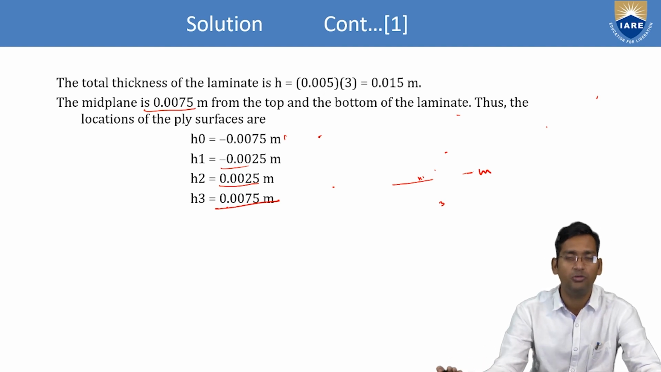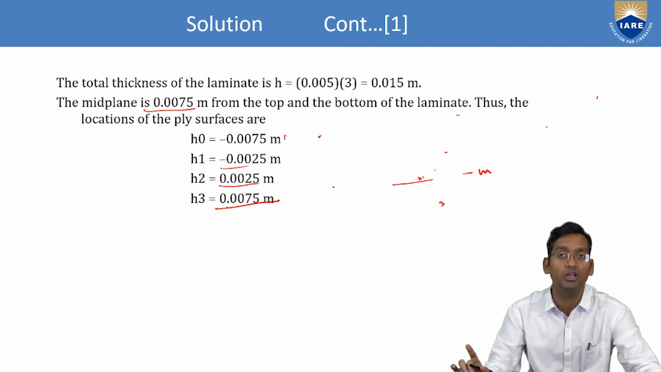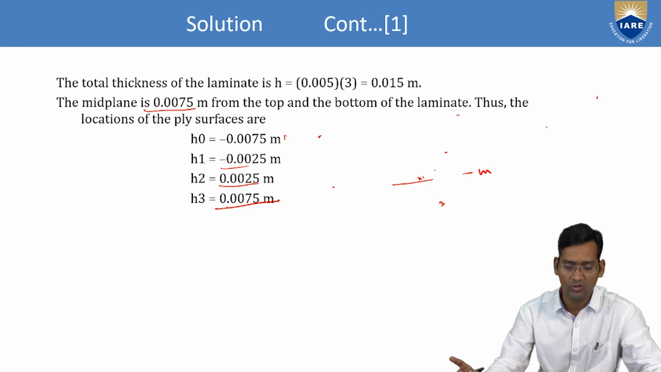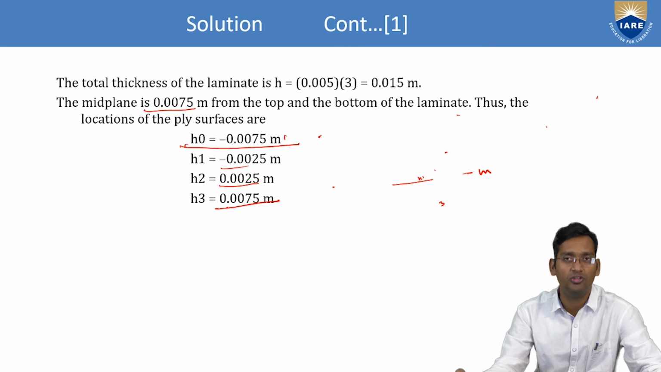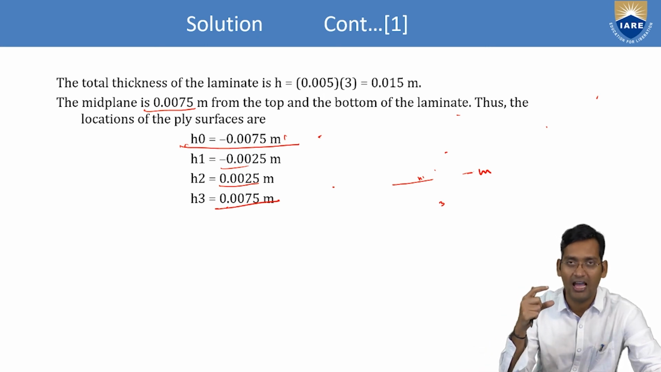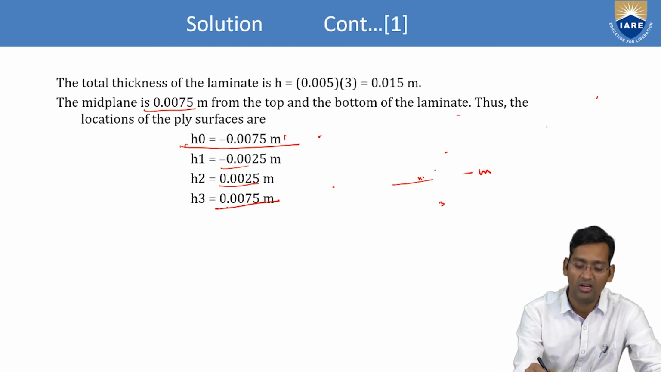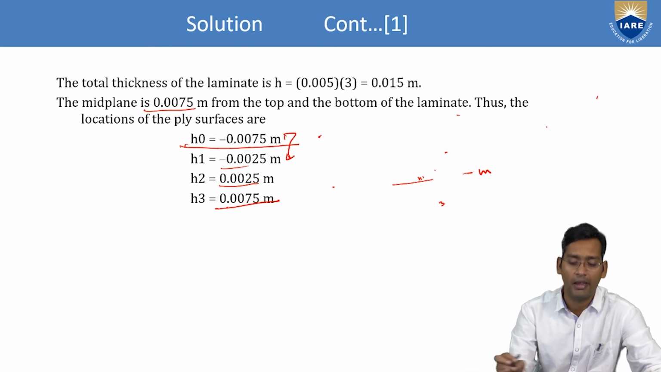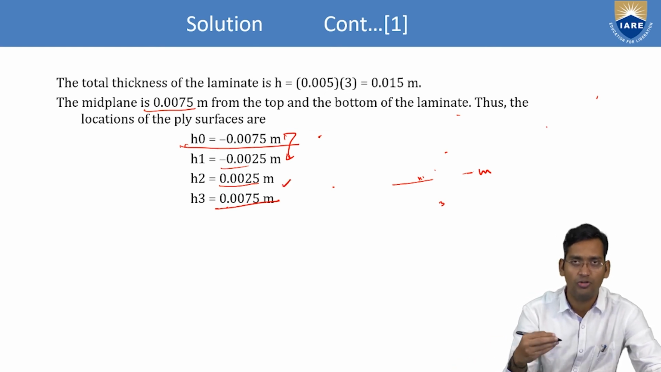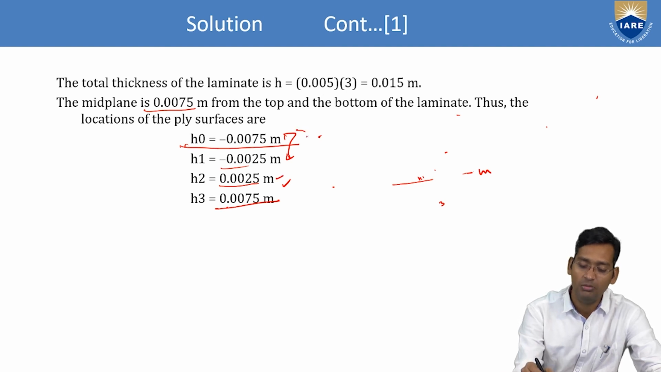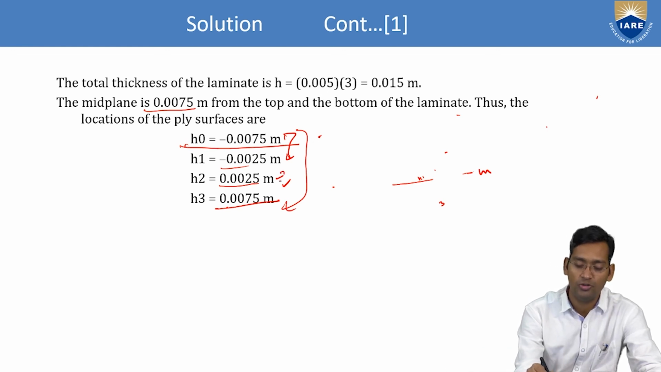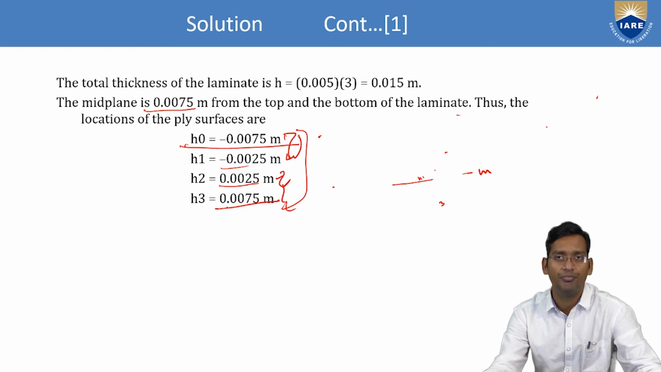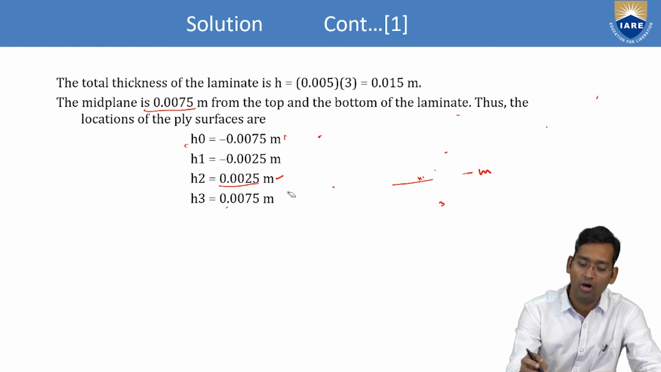Instead of writing meters, you can use mm also, but later you have to convert into mm at the end. Now from the center, the distance for the upper one will be minus 0.0075. h1 will be whatever one ply height is, that is 0.005. So subtract from here, that height gets added, so minus 0.0025. Then h2 will be just opposite to that one, positive of this one, and h3 will be equal and opposite to this one. If the bottom we take as positive, these two will be positive and the upward side is negative. So now we have the h values also.